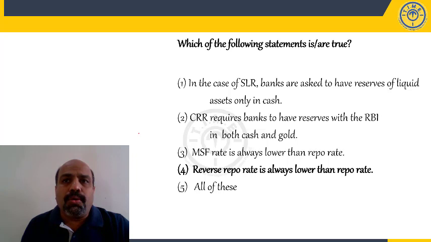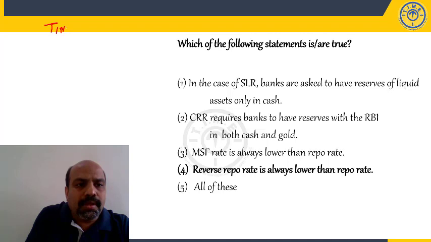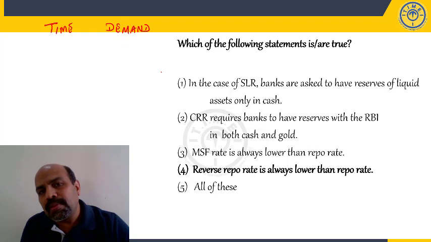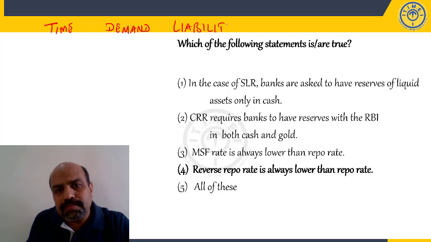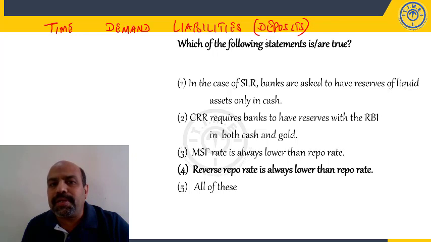The definition is: all commercial banks must keep a certain percentage of their total time and demand liabilities, in brackets deposits, with the RBI. Let me repeat: all commercial banks must keep a certain percentage of their total time and demand liabilities, in brackets we wrote deposits, with the RBI, full stop.